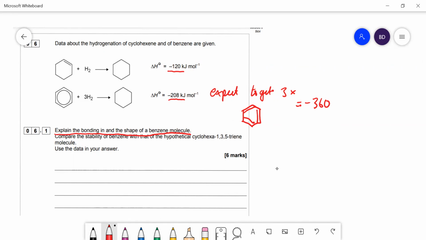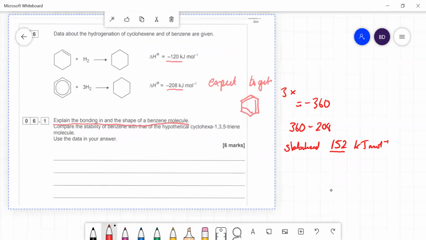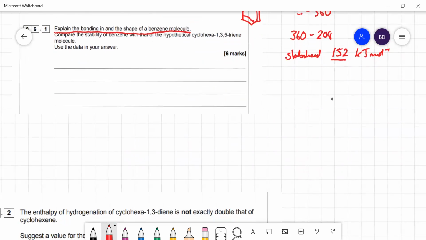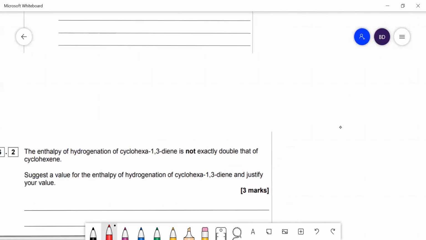So the benzene is stabilized by, and you can work out the number of kilojoules, 360 minus 208, 152 kilojoules per mole, and that is due to the electron delocalization. I don't know in the mark scheme for this whether you have to calculate the number, but in past mark schemes you did have to calculate the number 152 to get the maximum mark, so I would do that. Right, so that's a fairly standard question on benzene. Recall really.